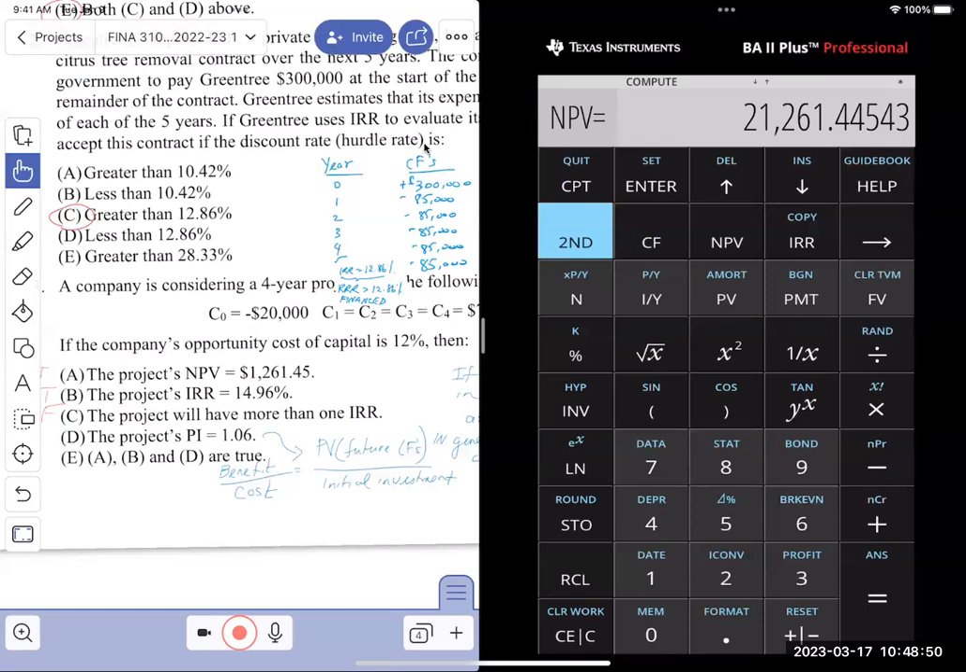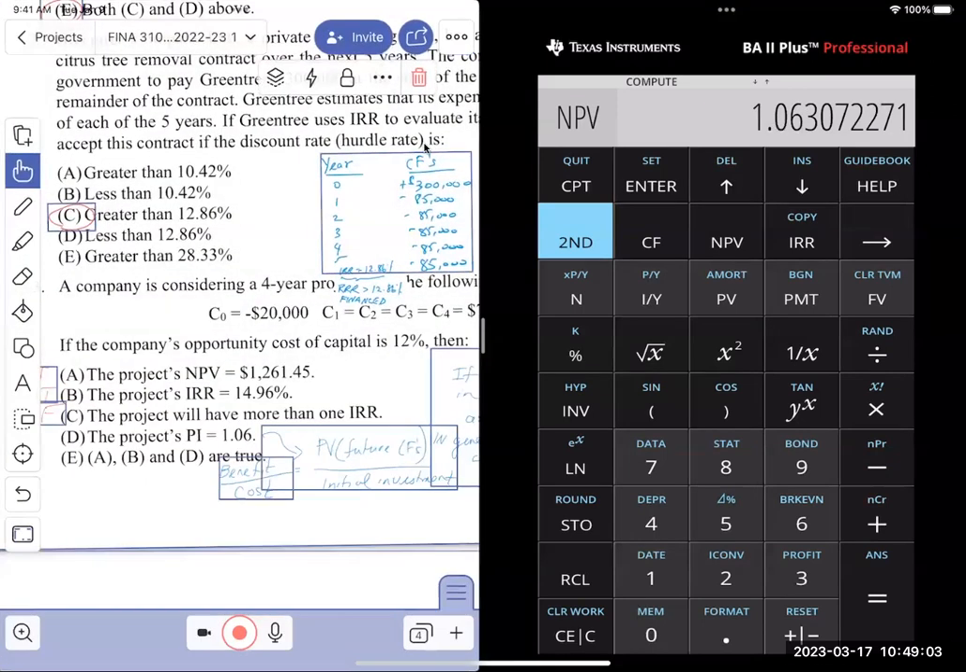So get that and let me know when you're done. Yeah, already done. And then divide by 20,000. Okay. And you get the 1.06. Okay, got it, thank you. Great.